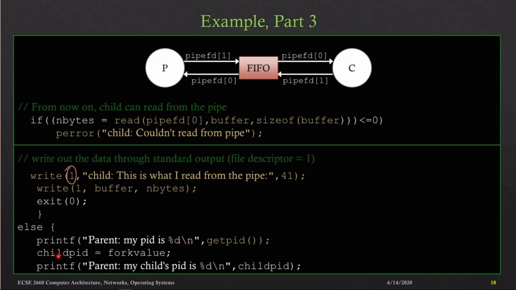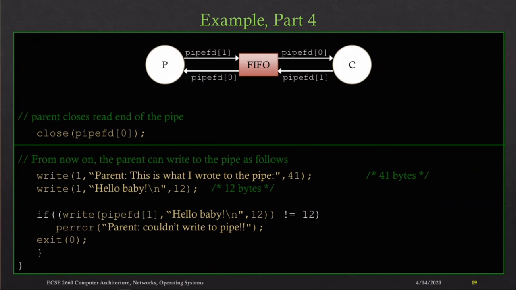Then we are going to retrieve the child process ID, which is going to be the fork value. As we said earlier, the return value in the parent is going to be the child process ID. So child PID is set to the fork value in this case. And then we do another printf where we write parent says my child's PID is child PID. So by using the return value of the fork system call in the parent, we are able to show the child process ID.